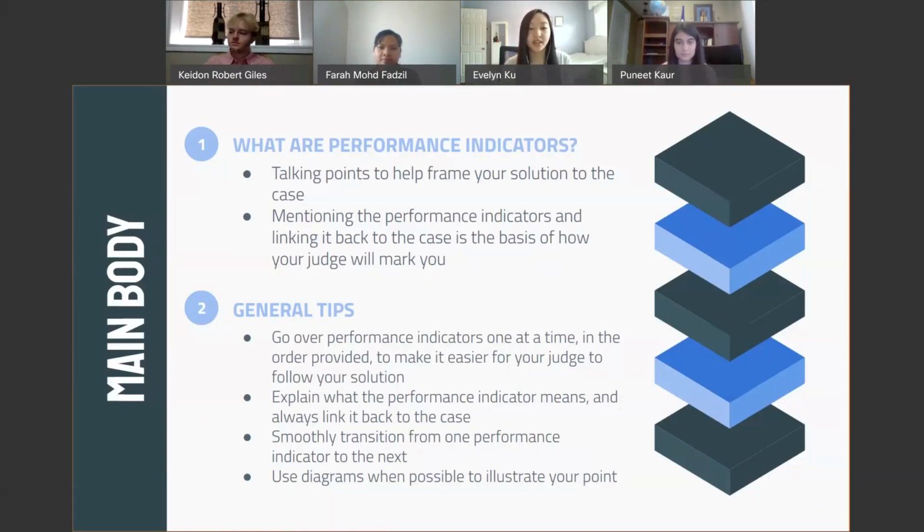In terms of the general structure, usually you want to start by defining the performance indicator. So for example, your PI might be something like describe different distribution channels. It would be helpful to start with saying what it actually is and maybe highlighting some of the terms that might be relevant.